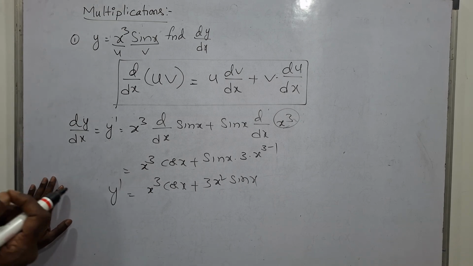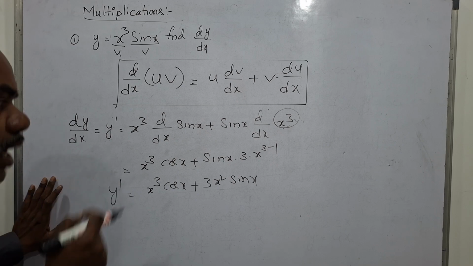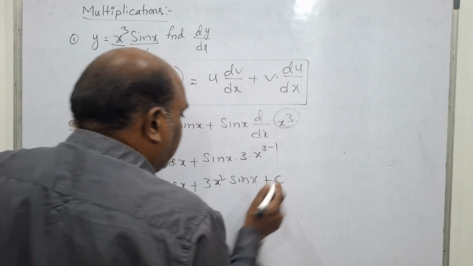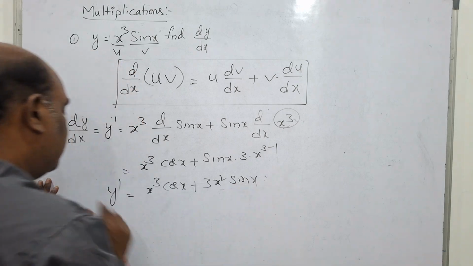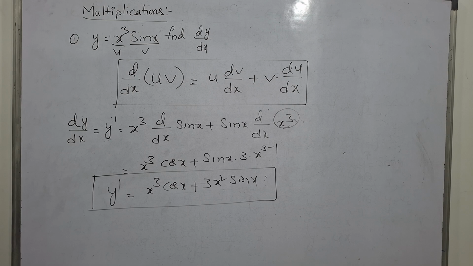In differentiation, you are always leaving some points, so all the time you have to put a constant. This I will tell you later. This is the way of finding the differentiation. Please note down.